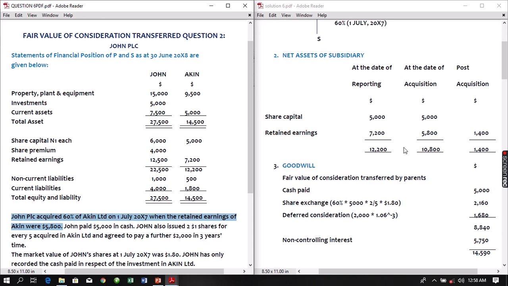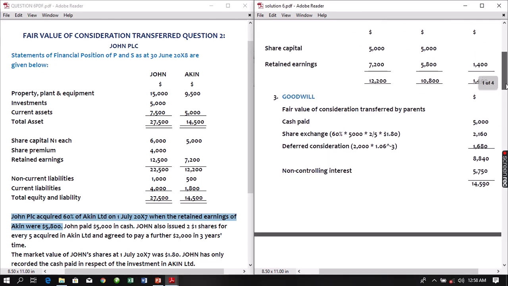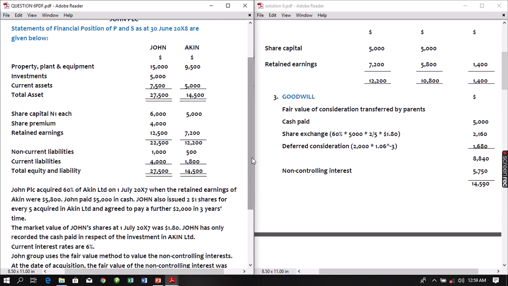If I'm done, what do I do? I have to move to workings 3, which is the determination of goodwill. And how do we determine goodwill? We know that to determine goodwill, we need to compute the fair value of consideration transferred by the parent. So the first thing is, let me check this question. What is the fair value transferred by the parent? We are told that John paid cash of $5,000. So coming here, cash paid, simple and straight, 5,000.